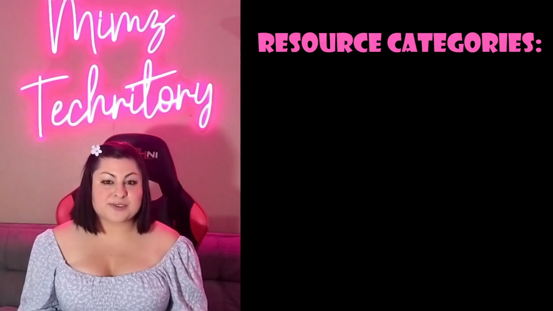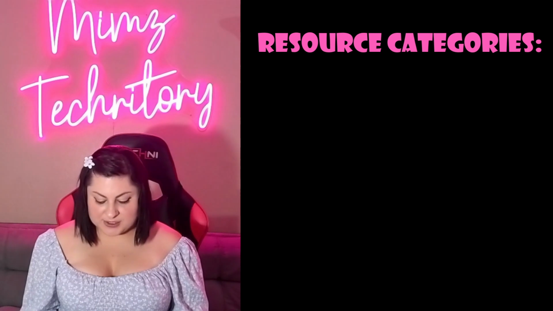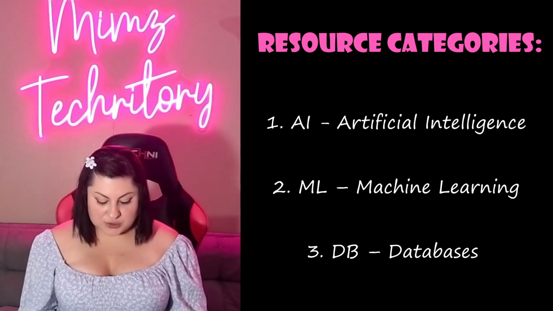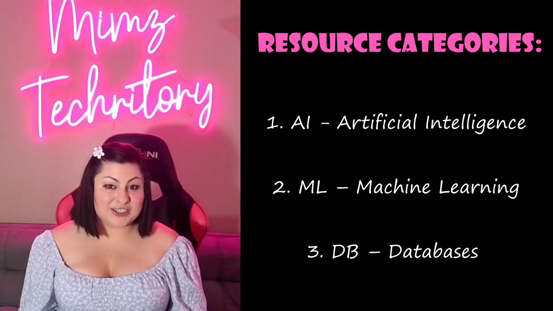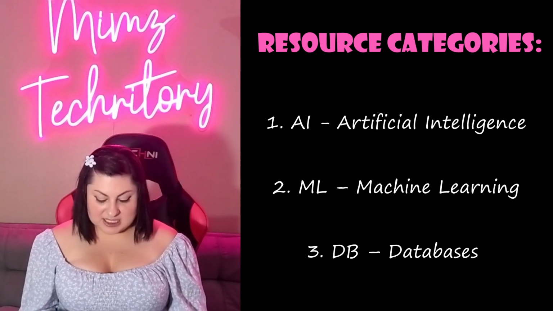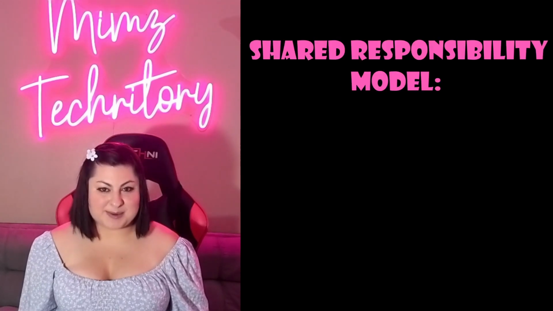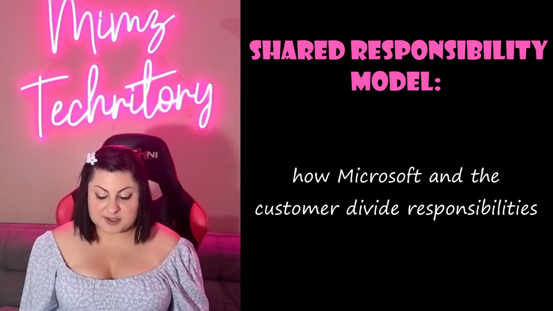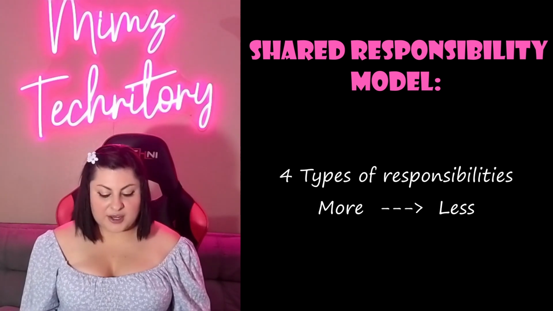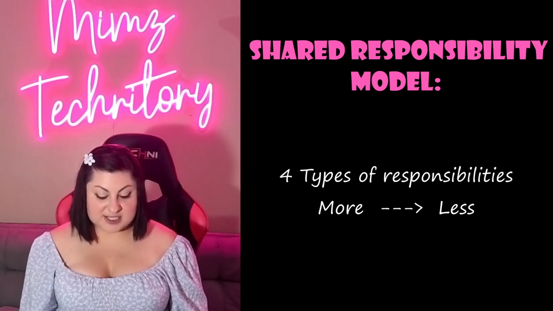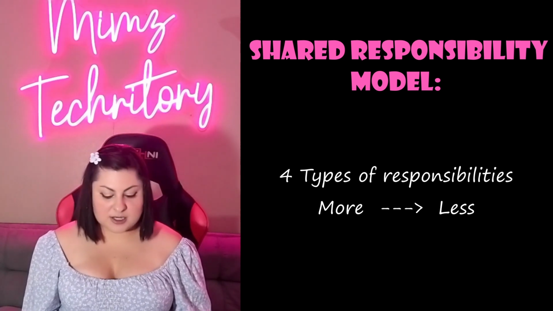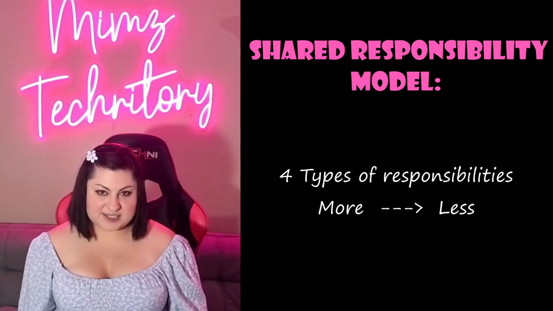There's also resource categories. So resource categories, 1 is AI, artificial intelligence, 2 is ML, machine learning, and 3 is DB, which is databases. All right, so we're gonna move on to shared responsibility model. Shared responsibility model is how Microsoft and the customer divide responsibilities. There are 4 types of responsibilities we're gonna discuss. The first one is more responsibilities for the customer. The fourth one is less responsibilities.